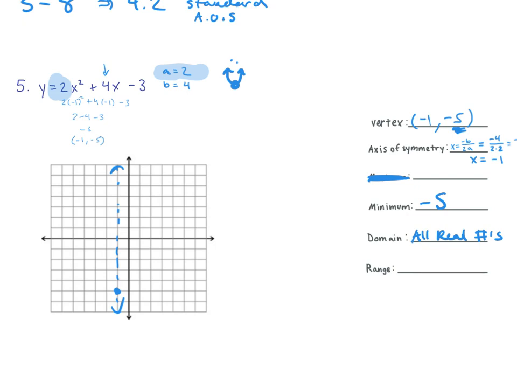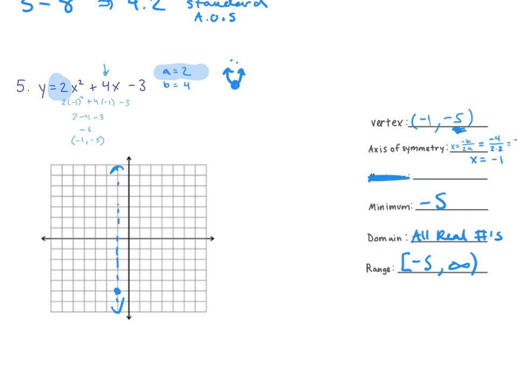And then our range we said opens up. So if it opens up, we start with the number. What number do we start with? Negative 5, and go to infinity and beyond. All right, so we have 1 point on our graph.